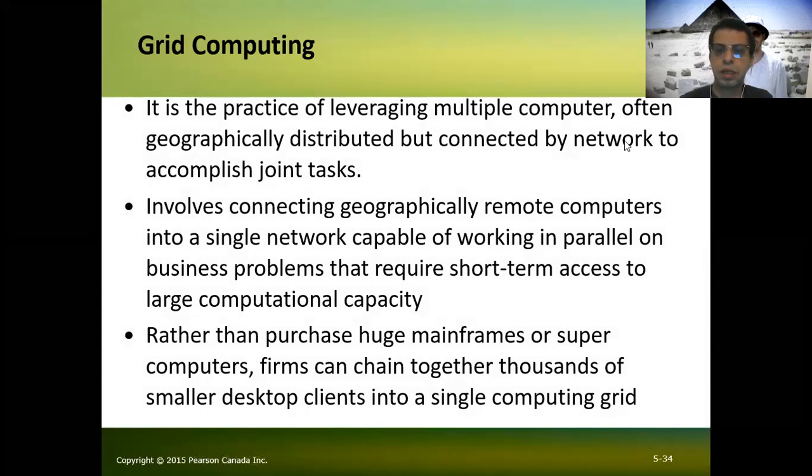Grid computing is basically a practice of leveraging multiple computers, often geographically dispersed but connected by a network, to accomplish joint tasks. I think there is something that comes to your mind right now. Let me know what it is. Which one is using grid computing a lot, and you are probably involved or not? I'm not sure about it.